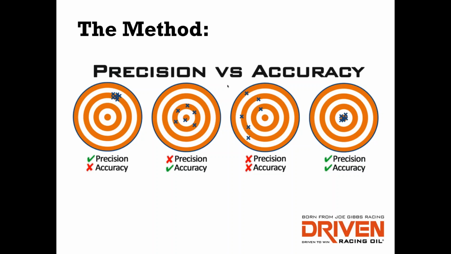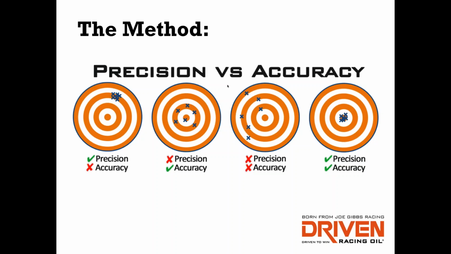You can be very precise, but not be accurate, as you see in the first target. Well, the second target, you're pretty accurate, but your precision is not very good. Then sometimes you're just neither precise nor accurate. Then the ultimate goal is precision and accuracy. And that becomes really important in being able to have confidence in the data you're generating.